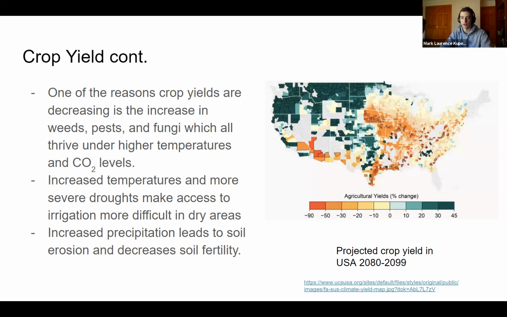On the right, you can see the predicted crop yields in the years 2080 to 2099 in the USA. While in some areas the crop yield does increase, for the most part, it will decrease.